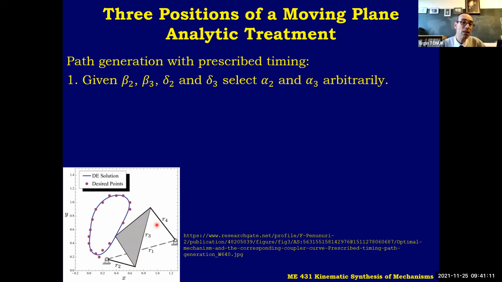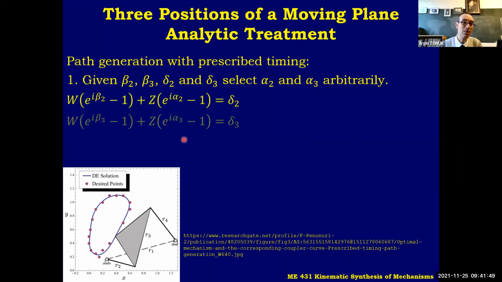But we don't care how this plane is moving. So our parameters change. Rather than given alpha 2, alpha 3, which defines the positions of the plane, it's arbitrary. I don't care what it does, but what I want is this corner should be here, and then there, and then there. It might be like this or like that or like that. Doesn't matter. What matters for prescribed timing is this time the rotation of the crank. So the variables are changing. So still I have the same equations.